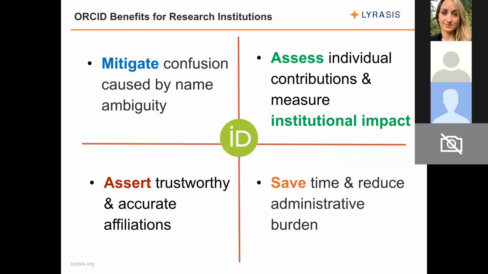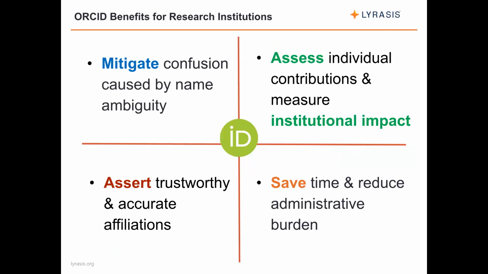Research institutions are interested in ORCID primarily because of these four benefits. One, the ORCID ID can help to mitigate any confusion that's caused by name ambiguity. So anyone who shares the same name, for example, or who has used multiple names over the course of their career. ORCID data can also be used for assessment at an individual level, looking at individual contributions, but also at the aggregate level, ORCID data can be used to demonstrate and measure institutional impact.